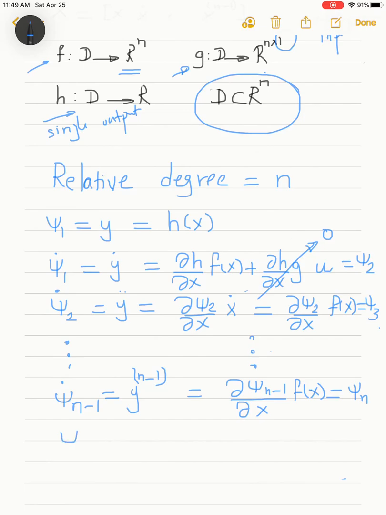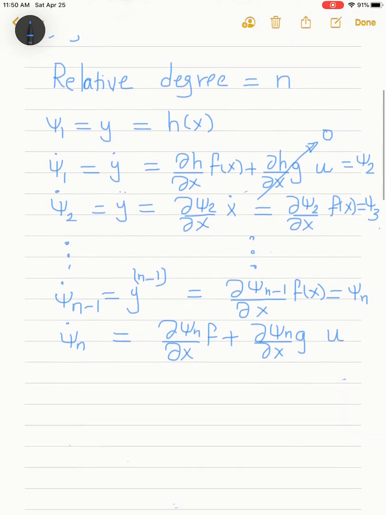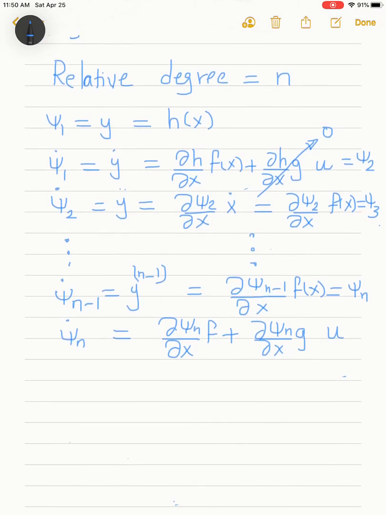The derivative of that, psi n dot, will give us the partial derivative of psi n with respect to x times f plus the partial derivative of psi n with respect to x times g times u, and in this case, of course, u appears in the last equation. So this way we can actually write the state space model in the form z dot equals the A matrix in the controllability form times z plus the controllability form of the B vector times v, where v is the expression that we have derived from psi n dot.